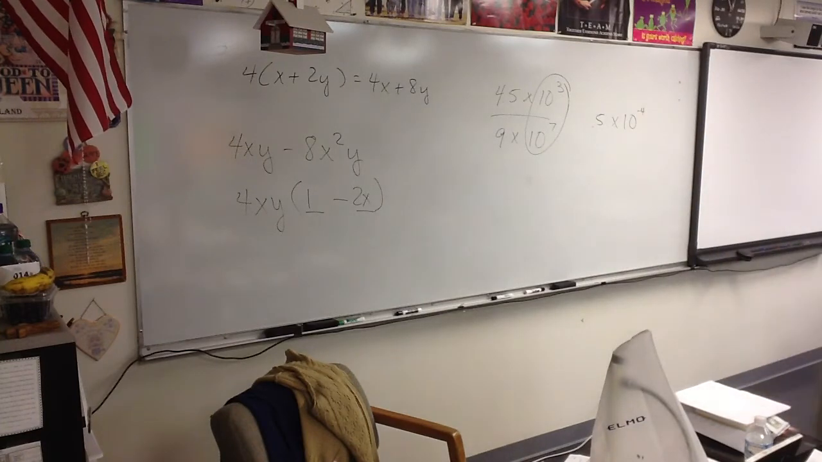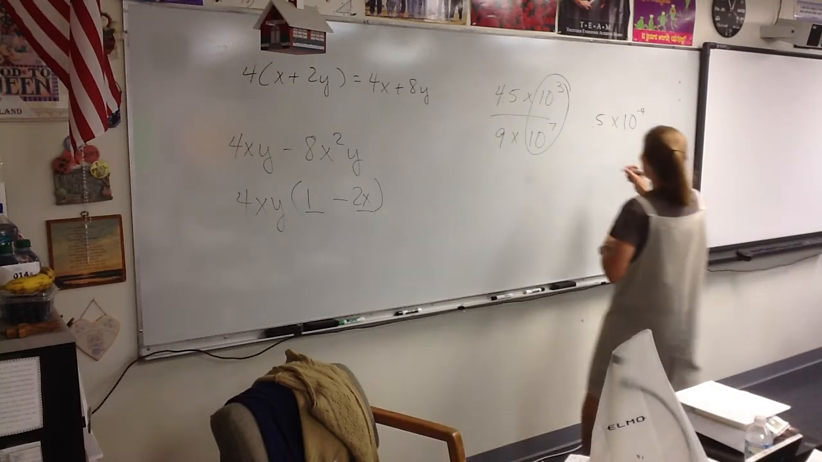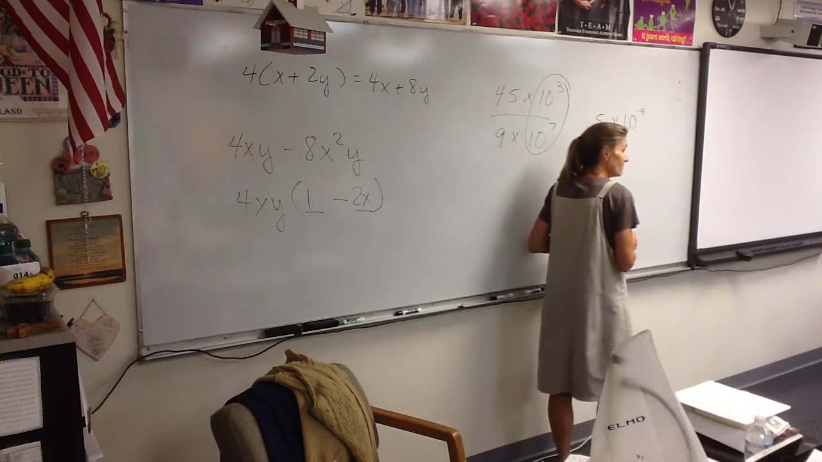Now, we need to talk about this because it's right. We haven't made any mistakes. We got it right. But you can't leave your answer that way, can you? Because what did you learn about scientific notation? The first number has to be between 1 and 10. So I'm going to have to move that decimal and turn that into a 5.